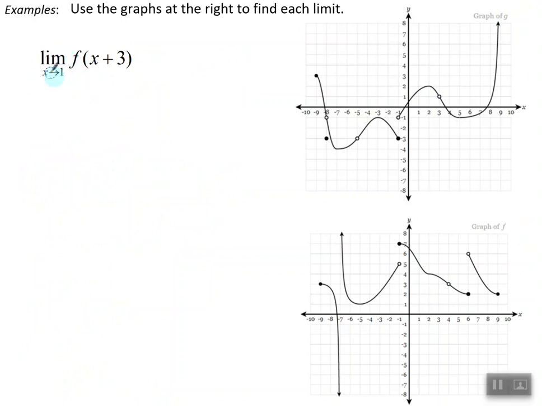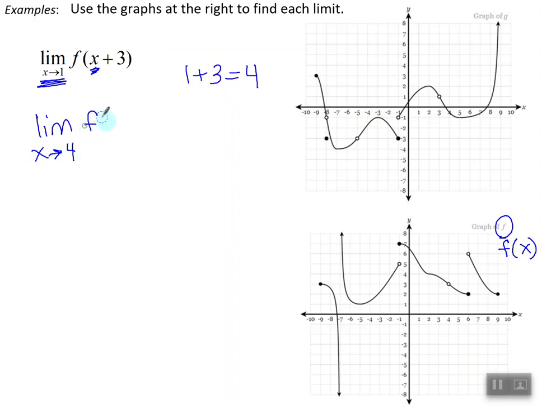The limit as x approaches 1 of f of x plus 3. Well, we do have a graph of g and we have a graph of f. We don't have a graph of f of x plus 3. This would be just f of x. But if we look at how x is approaching 1 and we think about direct substitution, well, 1 plus 3 is 4. So this is the same as saying the limit as x approaches 4 of f of x.